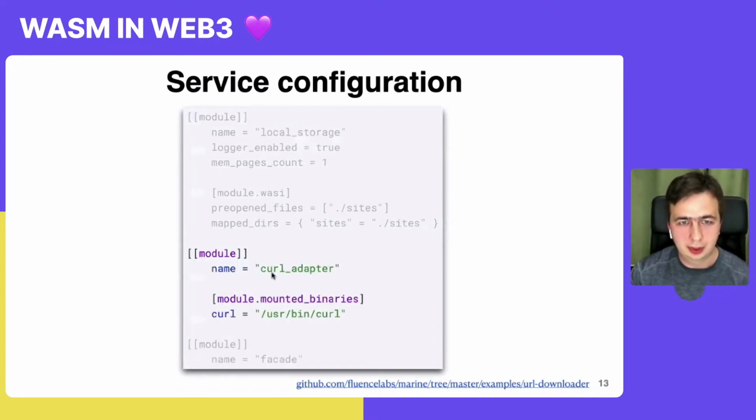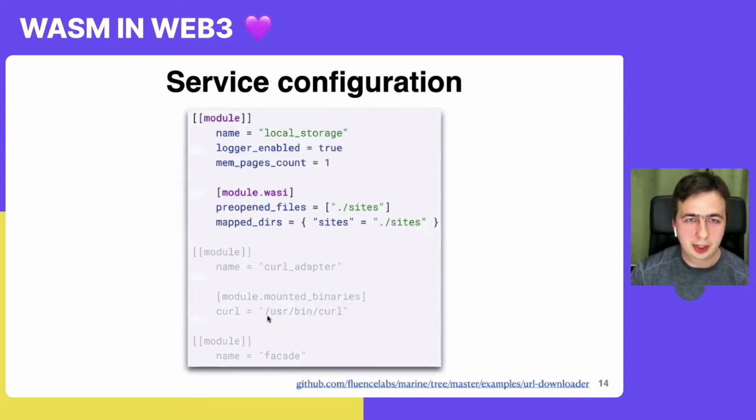The second one is a curl adapter. This one is different from the facade because it has mounted binary sections. And the sections allow this adapter to call an external binary through the standard operating system CLI interface. For example, this module could call curl that is located at this path on the operating system. The last one is local storage.